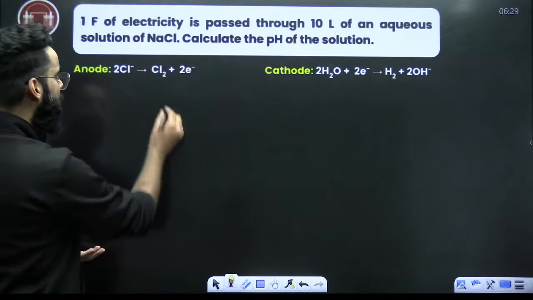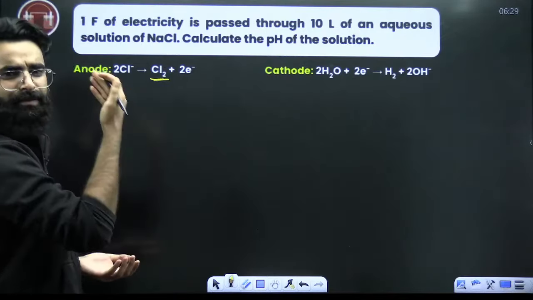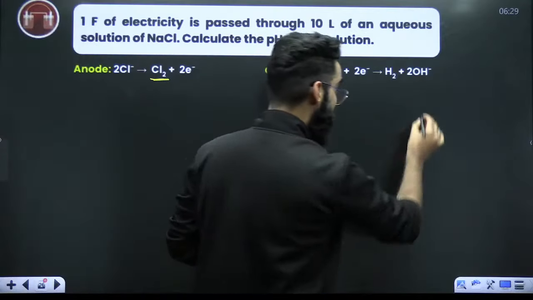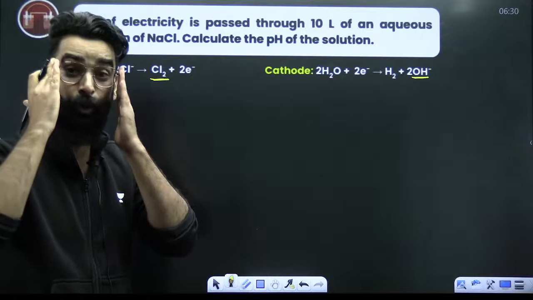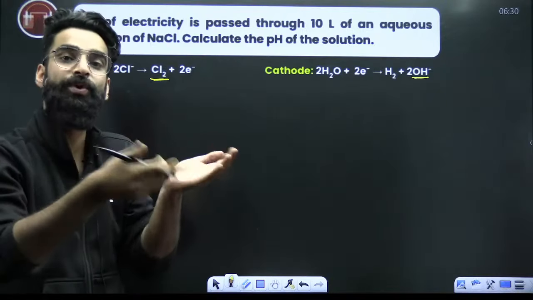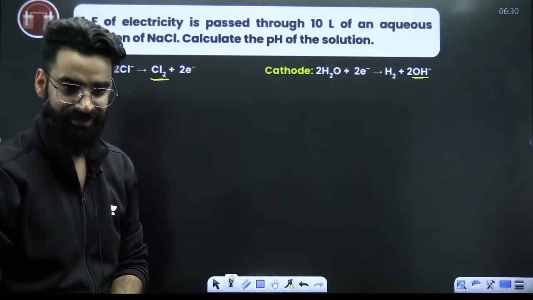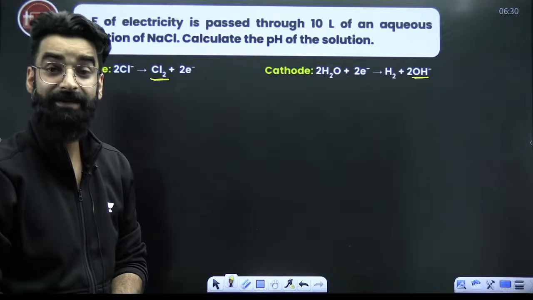My dear students, at anode nothing is happening. Only Cl2 is being liberated. But if you look at cathode, OH negatives are also produced. At cathode, OH negatives are also produced. And those OH negatives will enter into the solution.